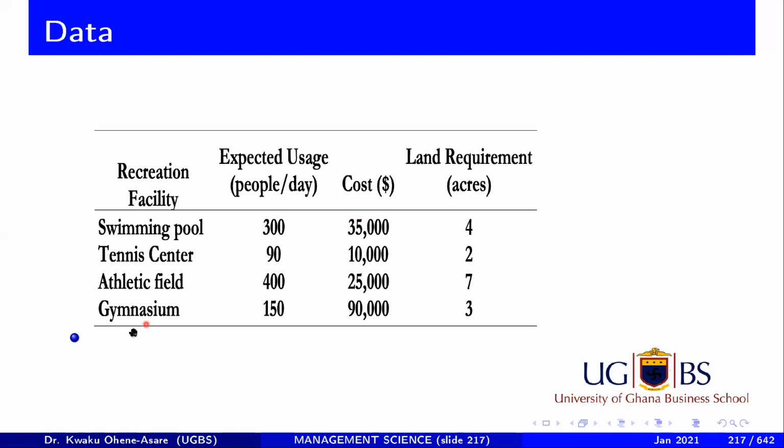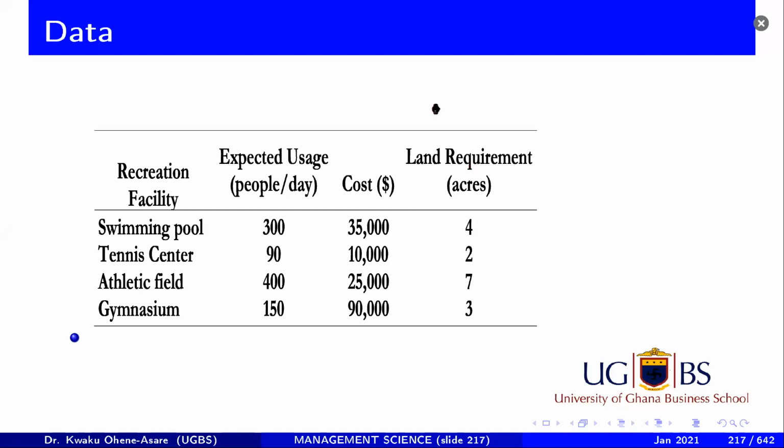And then for gymnasium, I'm just taking the first and the last. Gymnasium is going to require 150 people to use, but it will cost a lot of money, $90,000. And it would need 3 acres of land. So that's what you have there. Now let's see which ones are going to be used for the objective function and which ones are going to be used for the constraint.